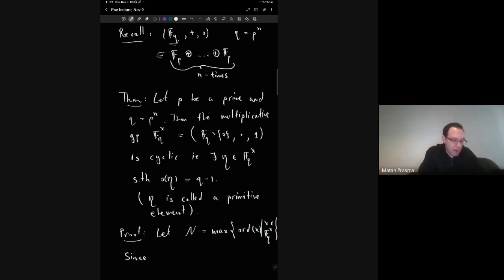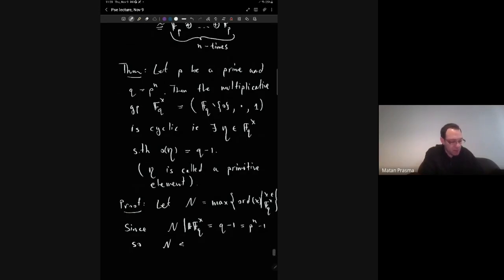Now, by Lagrange, the order of every element needs to divide the size of the group, which in this case is Q minus 1, or p to the n minus 1. So in particular, n must be smaller or equal to p to the n minus 1.